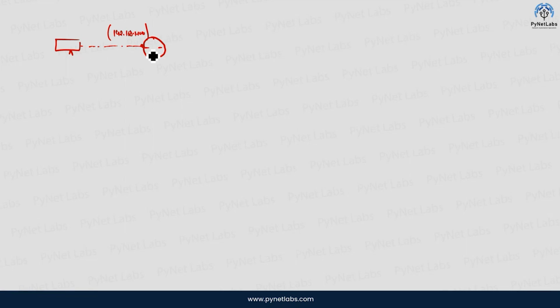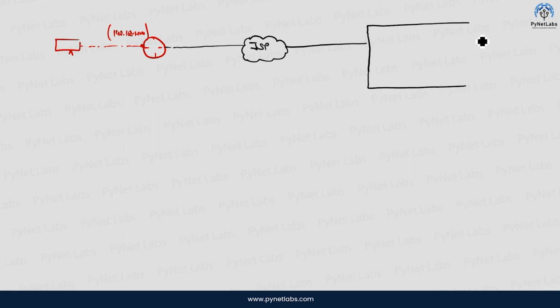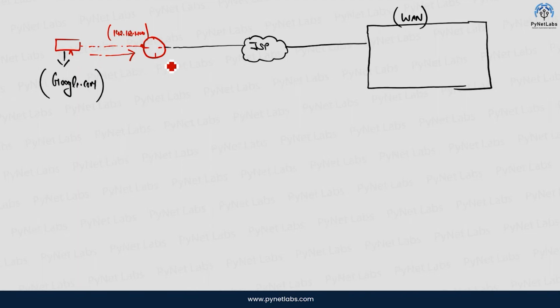We have our router provided by the ISP. Then this router is further connected to, let's say, your ISP router. This is your ISP, and the ISP is further connected to the wide area network. Now over the wide area network, suppose you as a user are trying to access google.com. Your data will first be transmitted to your home router. Then this router will transmit the same data to the ISP router. Now the ISP will send it to the wide area network.